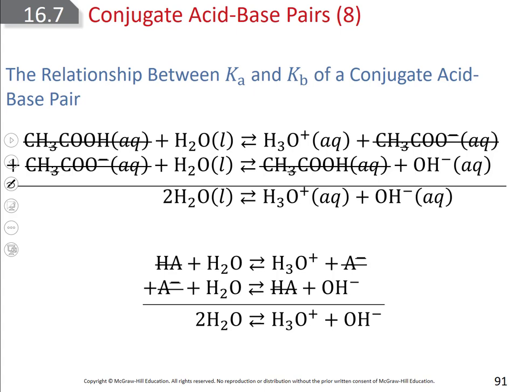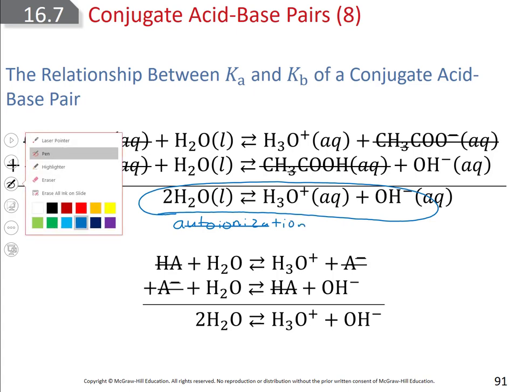So when we add these two together, we end up with the equation H2O is in equilibrium with hydronium and hydroxide, because the acetic acids will cancel, the acetates will cancel. This is what we are left with. This is the equation for the autoionization of water.